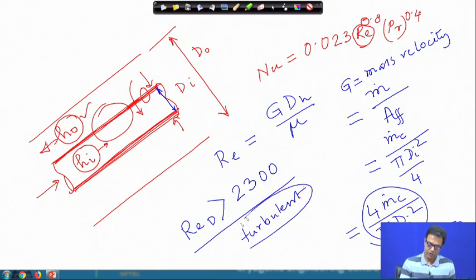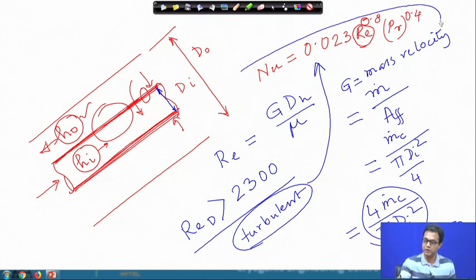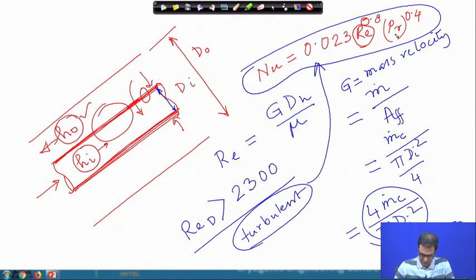This is in the turbulent region. So, we have the Nusselt number, and we can use the Dittus-Boelter equation for finding out the heat transfer coefficient. Now, for this Reynolds number, if we put this value over here, and the Prandtl number was given, the Prandtl number we already know, and we can now try to find out the heat transfer coefficient from this relation.